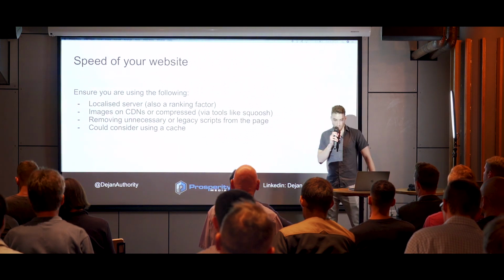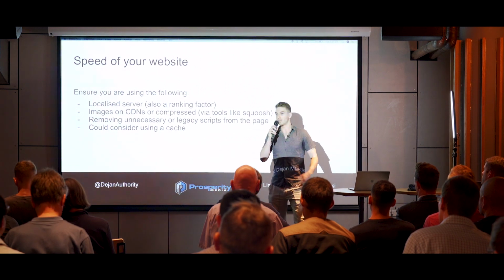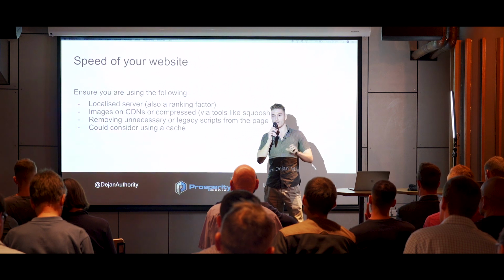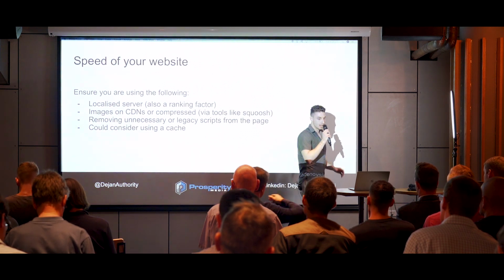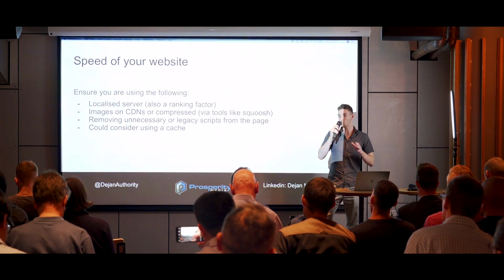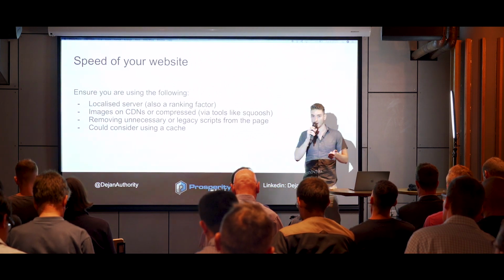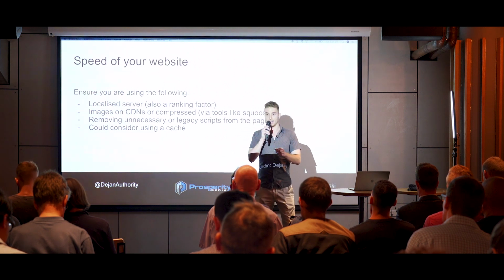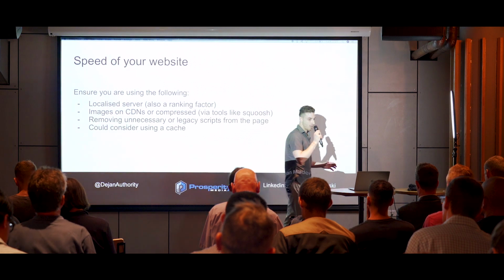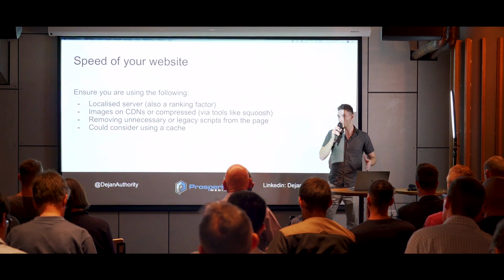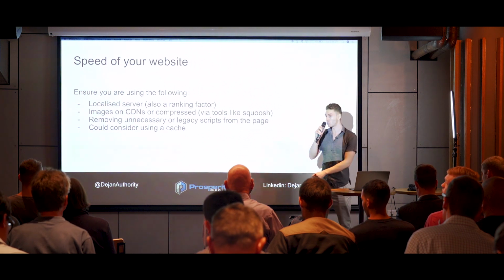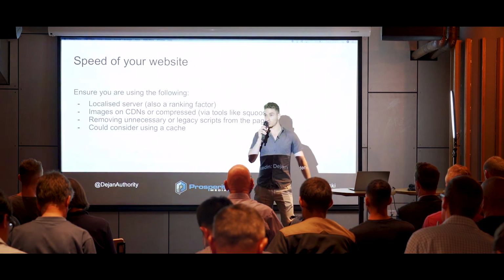Images on CDN or compressed. You want to make sure that if you're a very image-heavy site, you'd want to have your images on a CDN. This is particularly true if you have a multi-country site where you have visitors in America, UK, Australia, and you can't get the server right next to them. It wouldn't work as well if you're just targeting Australia. You can probably just keep the images on your site and compress the images as much as you can without losing too much quality. Google came out with a tool called Squoosh, which is great.